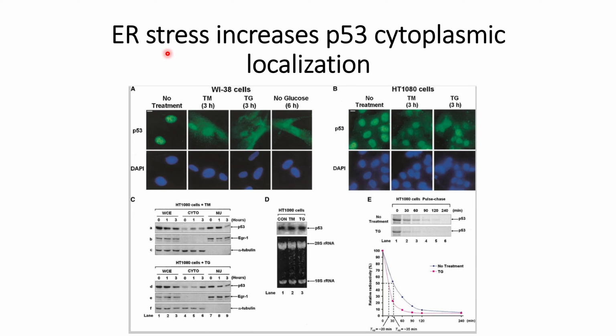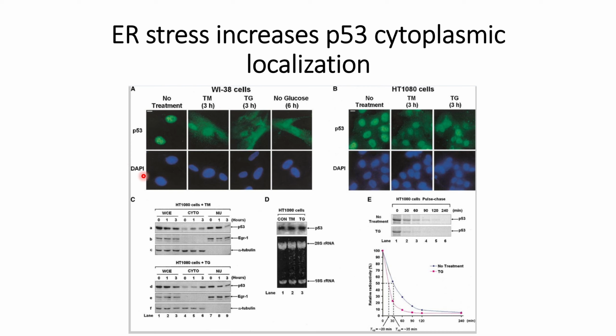In this video, we will discuss how the cytoplasmic localization of p53 occurs. p53 is the protein that is usually found in the nucleus. Whenever there is ER stress, this paper makes a point that p53 will be localized to the cytoplasm. So let us understand their finding from panel A.